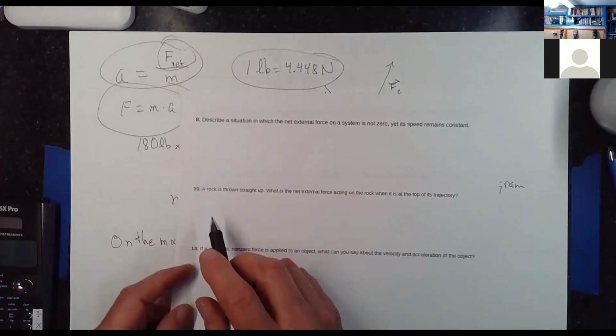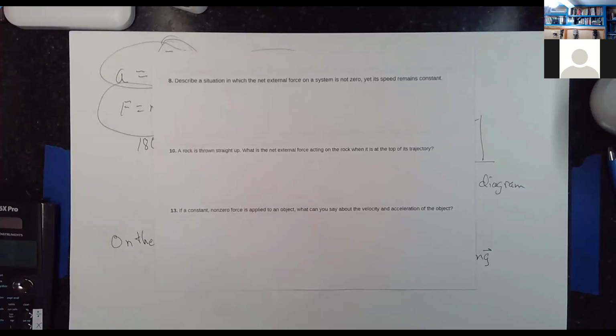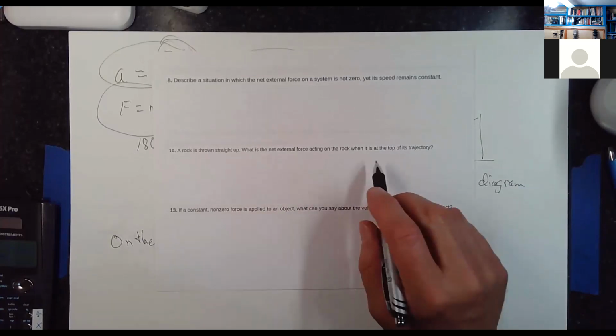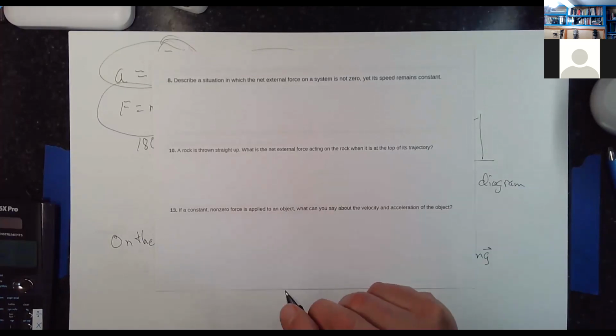Well, let's take a look at problem 10 here. I think these were straight out of your book, if I remember right. I'm not positive. We have a rock that's thrown straight up. What is the net external force acting on the rock when it's at the top of its trajectory?